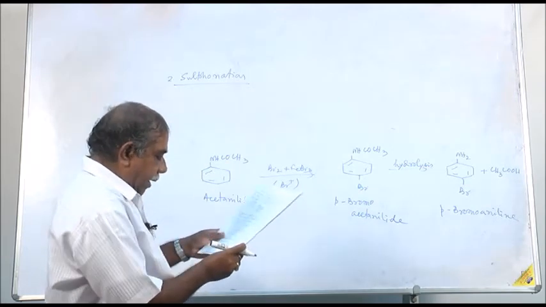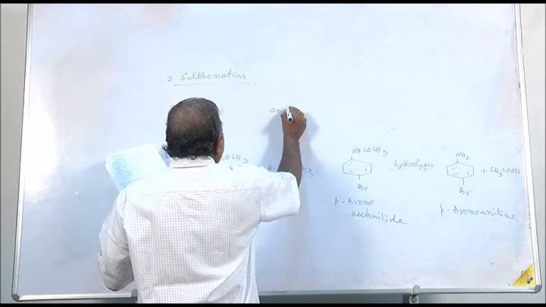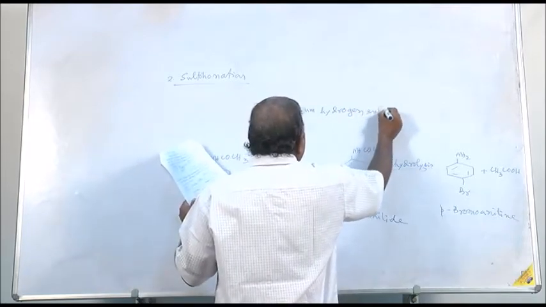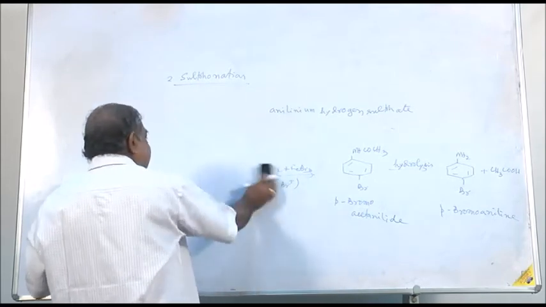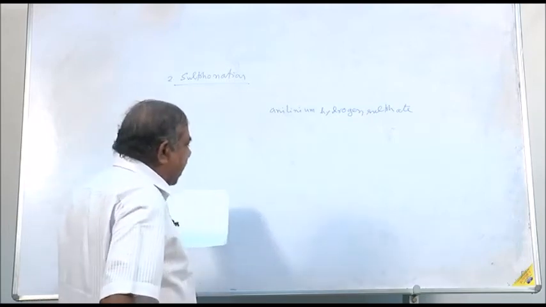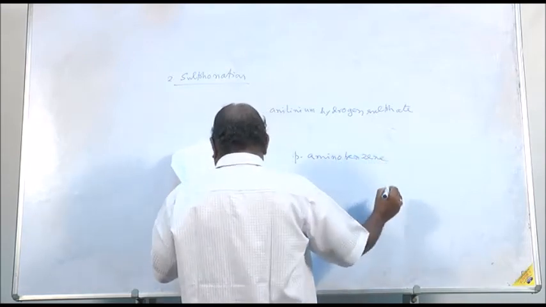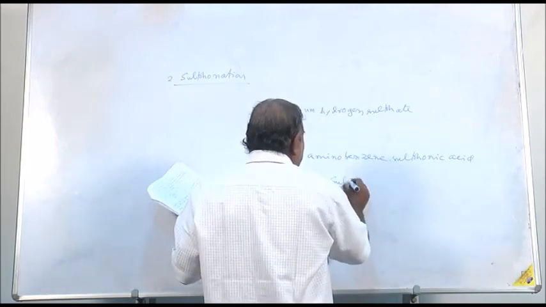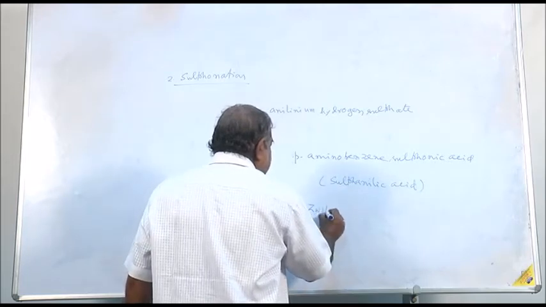Now, when aniline is subjected to sulfonation by treating with sulfuric acid, first we get anilinium hydrogen sulfate, which on heating between 453 to 473 degree absolute temperature gives para-aminobenzene sulfonic acid, commonly known as sulfanilic acid, and this sulfanilic acid exists as a zwitterion.